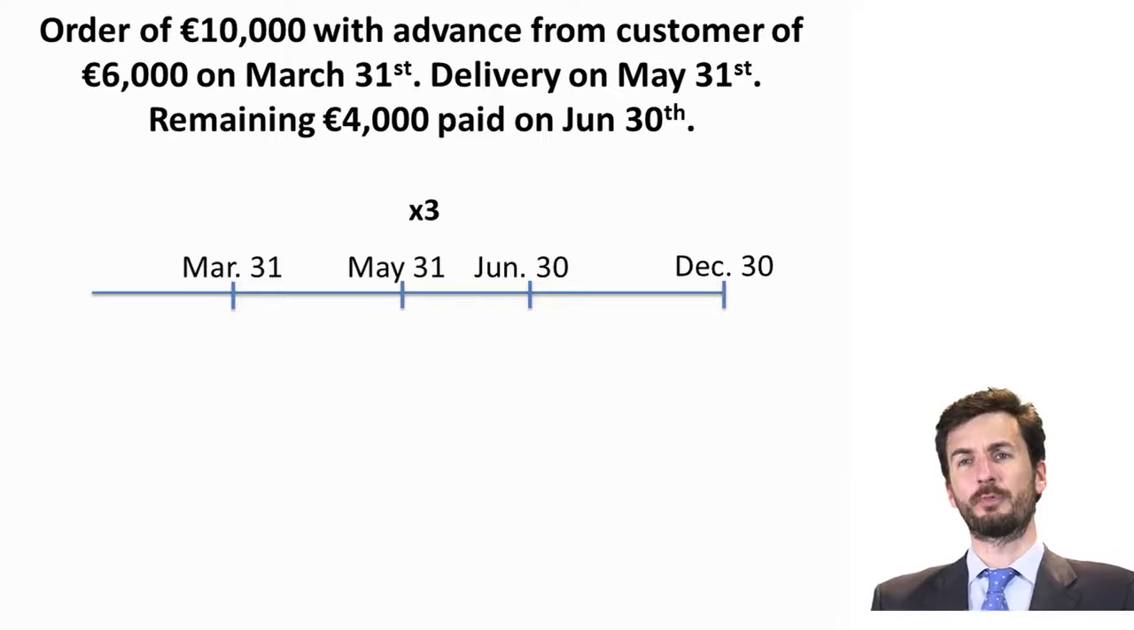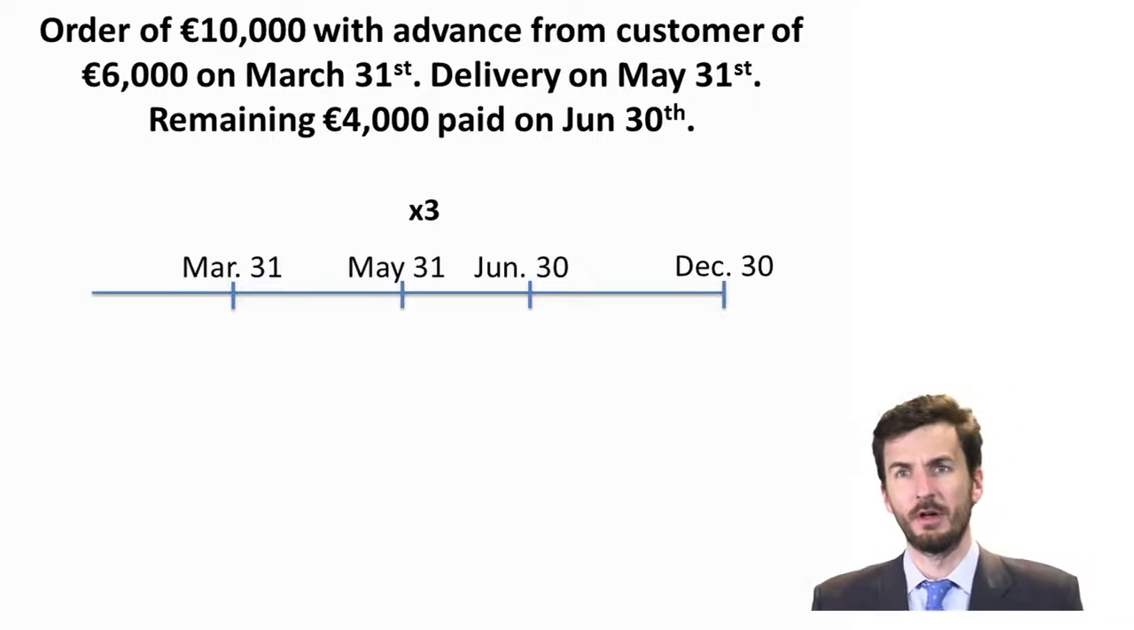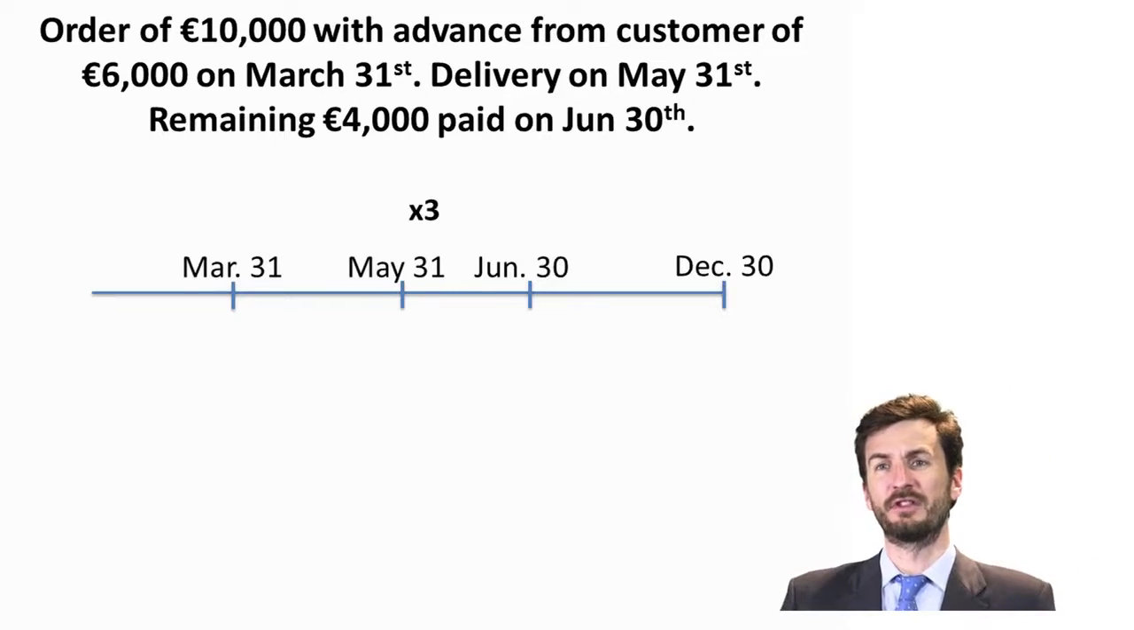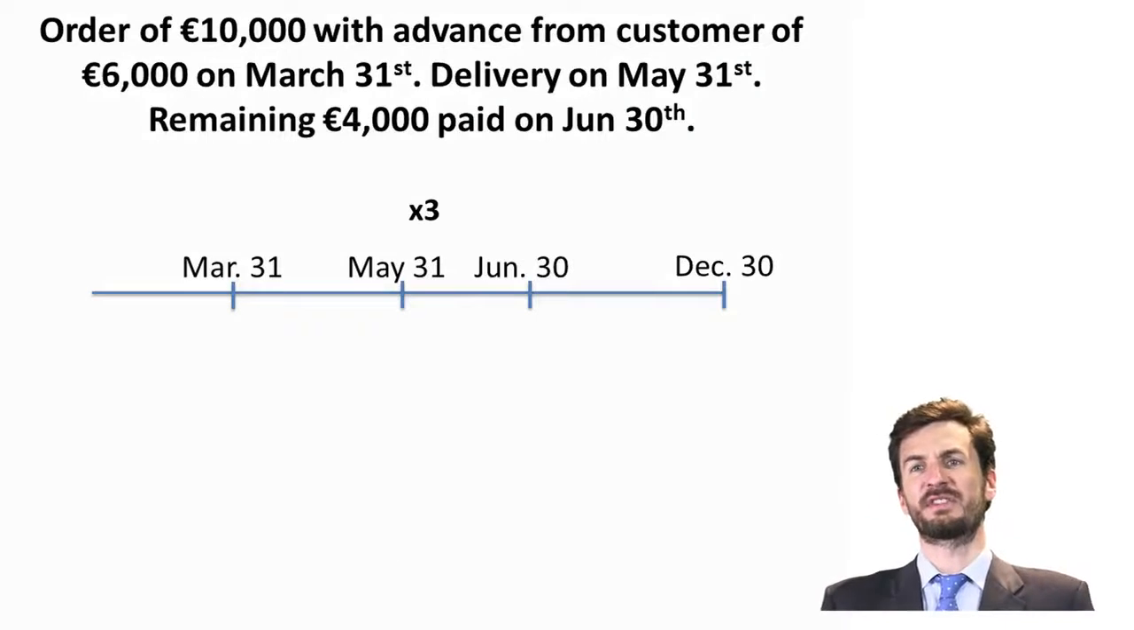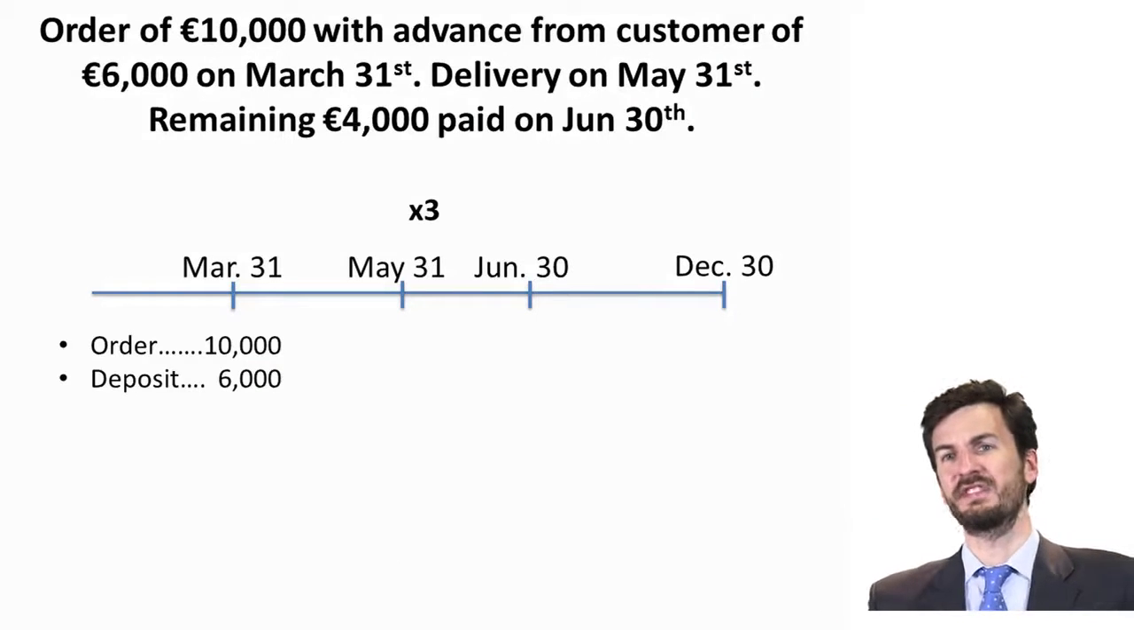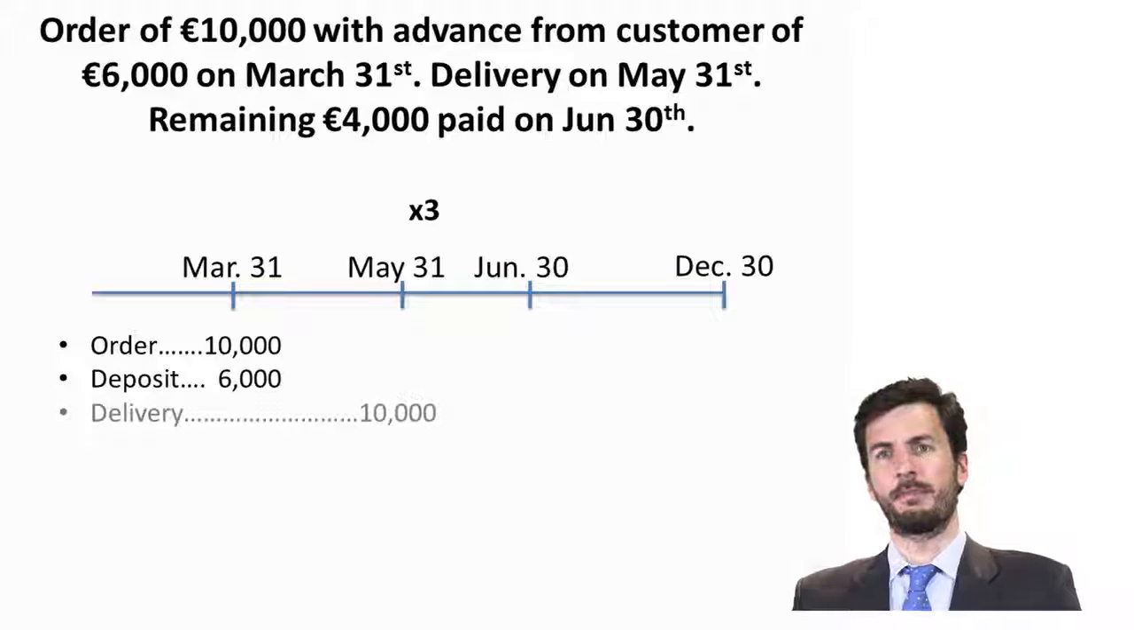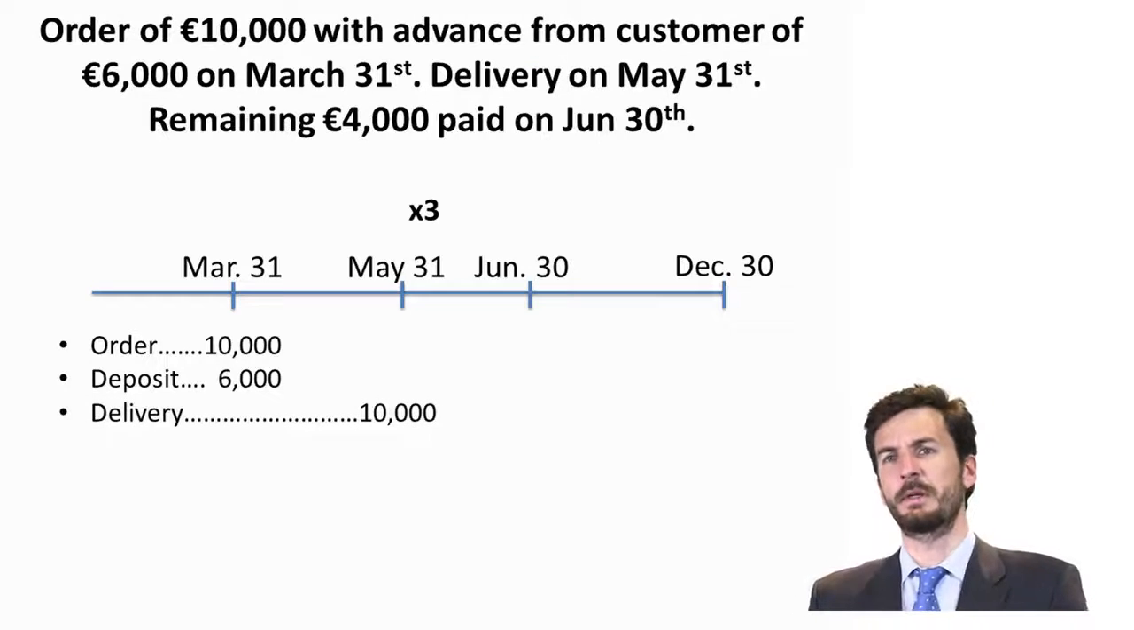Let's assume now that a corporate customer of the campus bookstore places an order of 10,000 euros. On that same date, March 31st, the company also makes a cash advance of 6,000 euros. Christina doesn't have those books in stock, so she has to order them from the suppliers. On May 31st, Christina receives the books and delivers them to the customer. The customer makes the rest of the payment of 4,000 euros 1 month later.